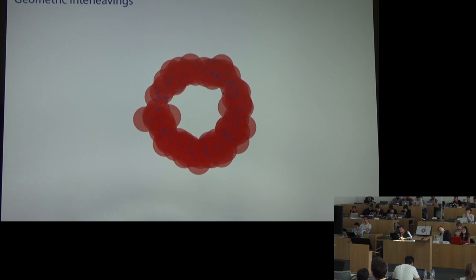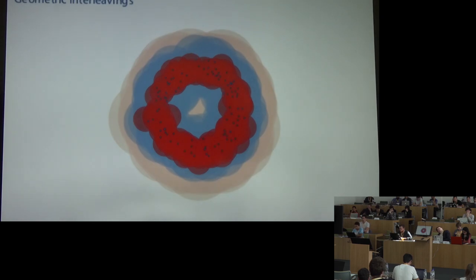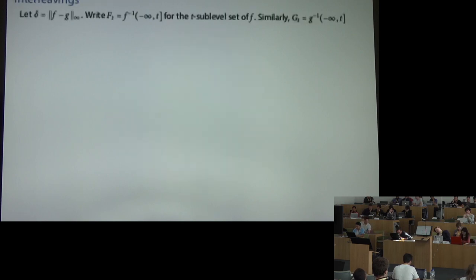And this is also something I mentioned before. The red balls of radius delta here, let's say, are again covered by the blue balls of radius 2 delta. And those are again covered by the red balls of radius 3 delta. So what you see here is a geometric instance of an interleaving relation. It goes zigzag between blue and red, increasing the scale at each step.